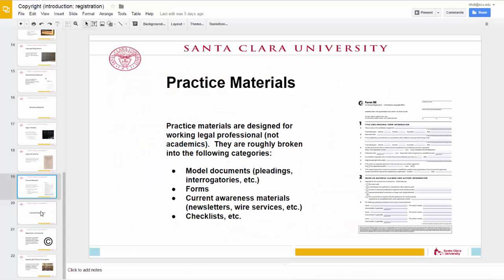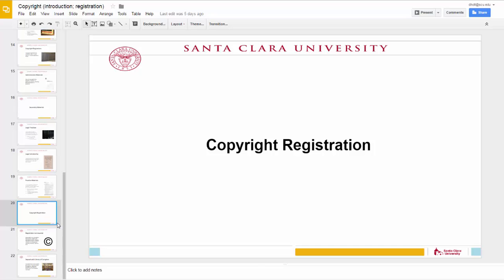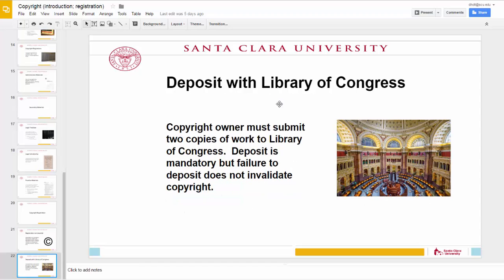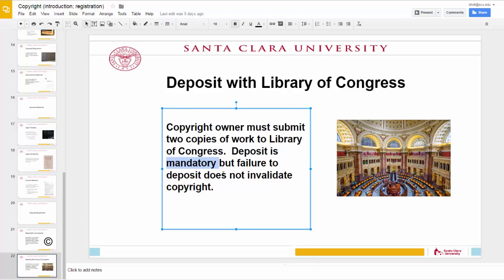Very brief overview of copyright registration. Registration of copyright is not required. Rights exist once the work is fixed. It does, however, impact available remedies for infringement, such as statutory damages and attorney fees. Generally, a copyright owner must submit 2 copies of their work to the Library of Congress. Deposit is considered mandatory, but failure to deposit does not invalidate the copyright.